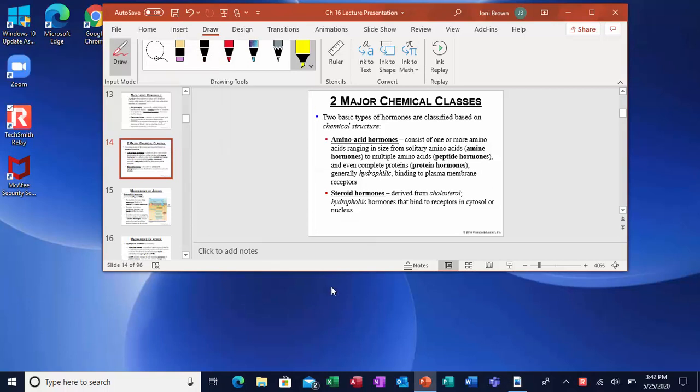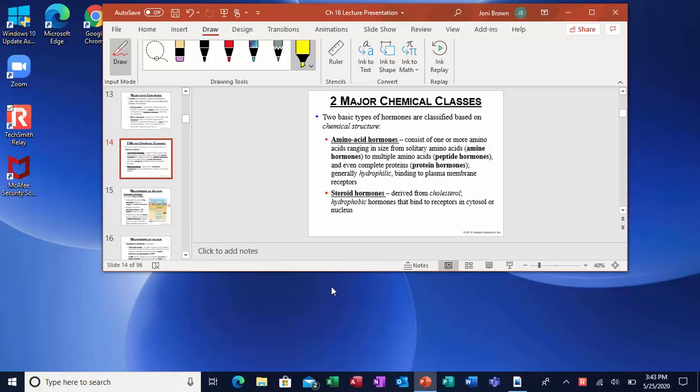Okay, you've got two basic types of hormones, and they're classified by their chemical structure. If they're made of amino acids, anywhere from one to a whole chain of them, even to a protein, then they are called amino acid hormones, and usually these are hydrophilic. So the receptors they bind to are going to be in the plasma membrane of the target cell. And then there's the steroid hormones that are derived from cholesterol, and these are usually hydrophobic. And the receptors they bind to are generally in the cytosol and the nucleus.